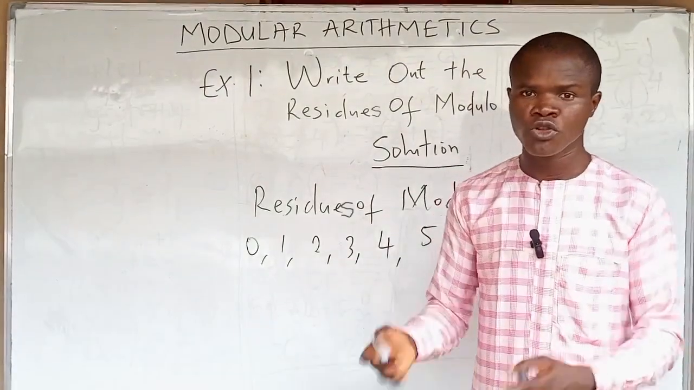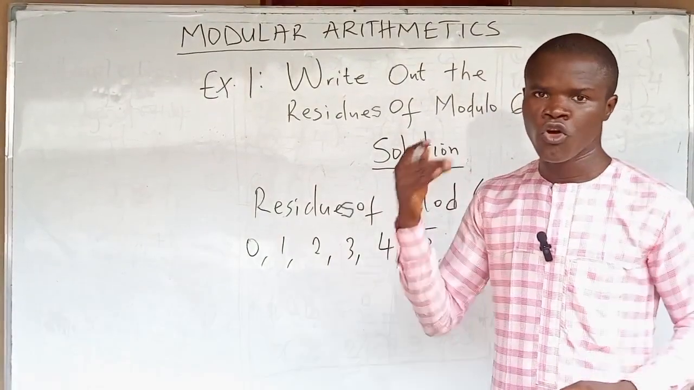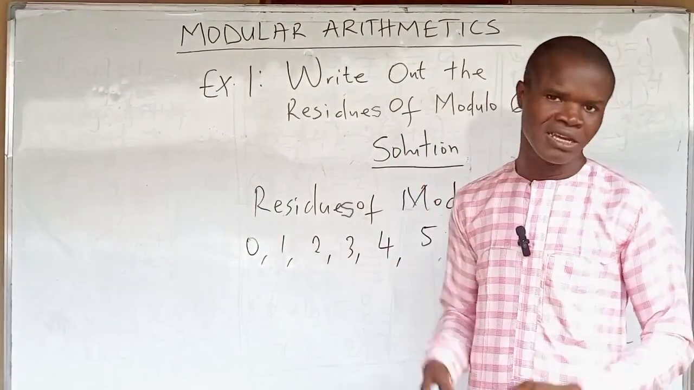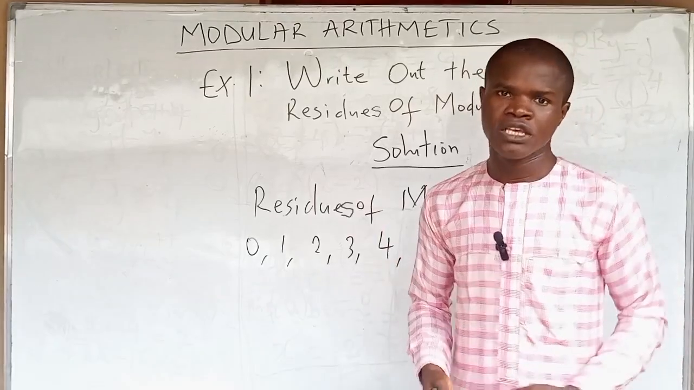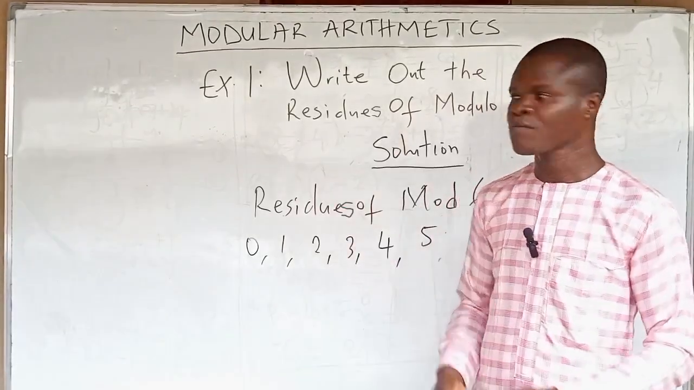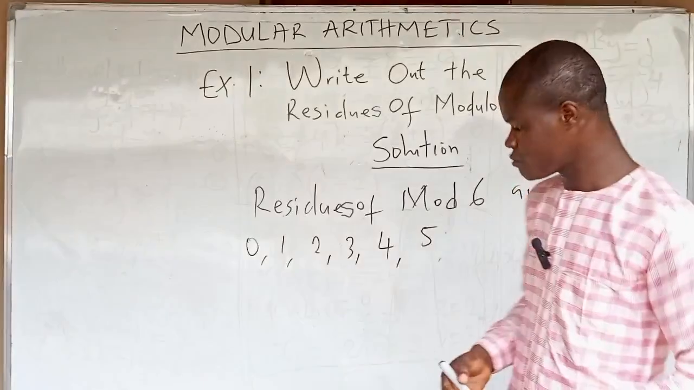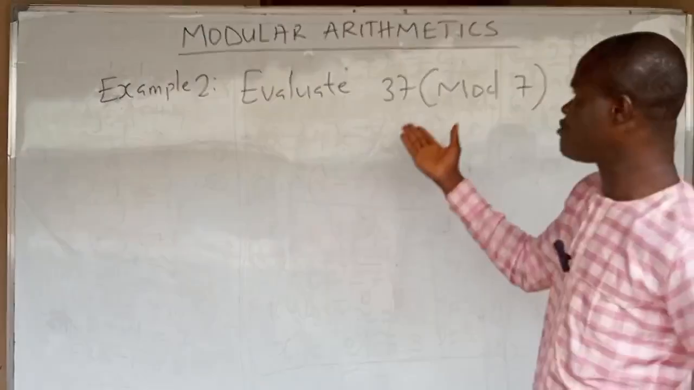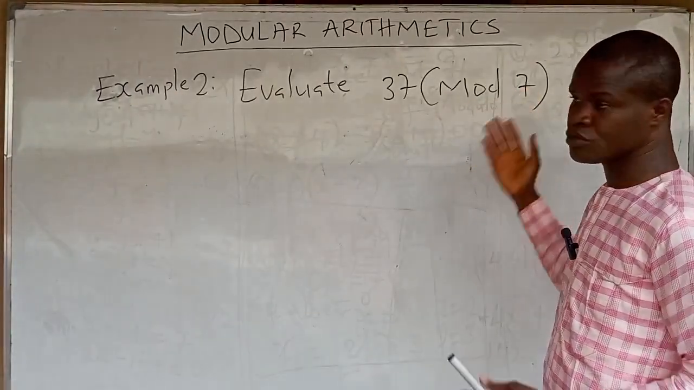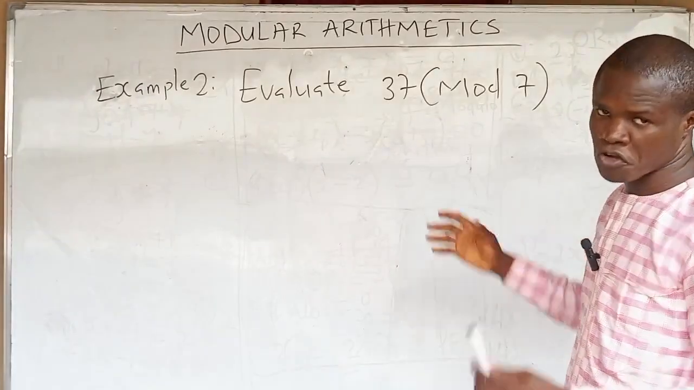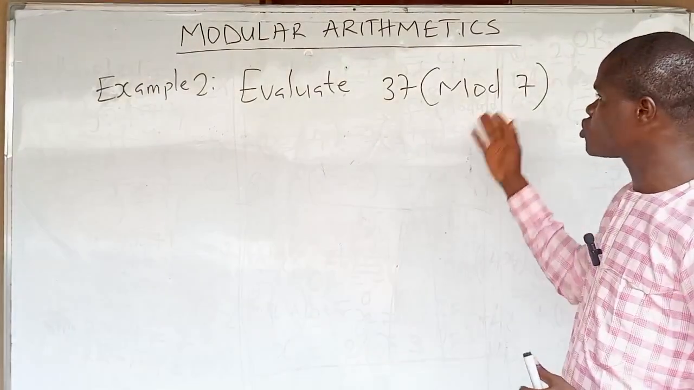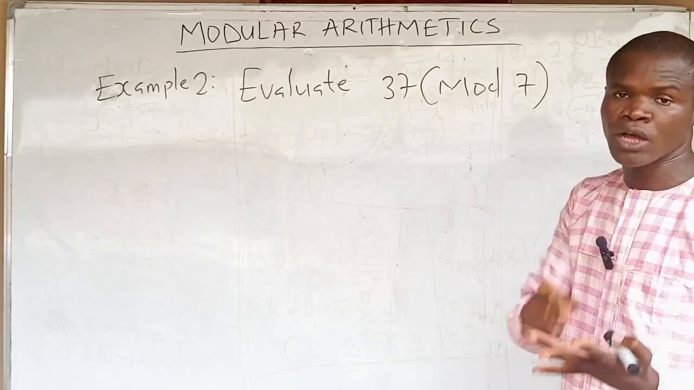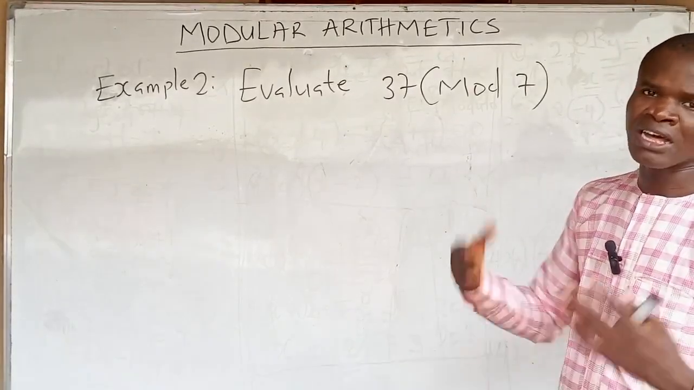The residues of modulo 4 are going to be 0, 1, 2, and 3. And the residues of modulo 2 are going to be 0 and 1. So let's take the next example. For example 2, we're asked to evaluate 37 mod 7. So we're in modulo 7. Of course, the residues in modulo 7 are 0, 1, 2, 3, 4, 5, and 6.